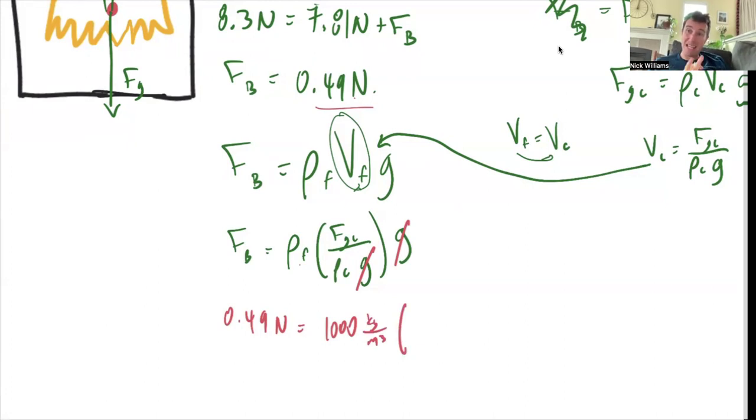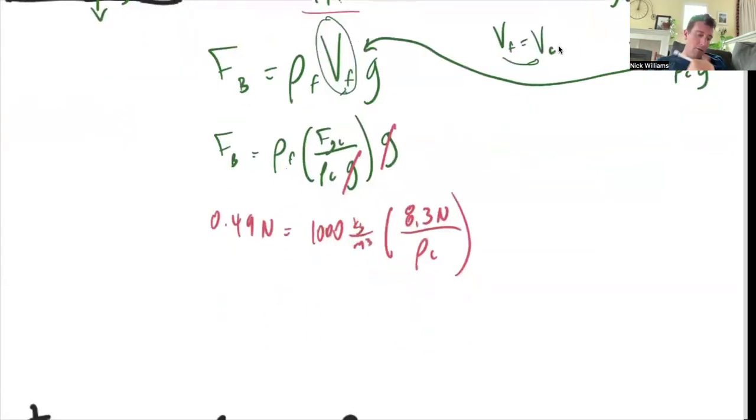times the force of gravity of the crown, which is the weight of the crown. That was 8.3 newtons over the density of the crown. All right, I'm down to just one variable, so I can just solve. And when I solve, I get that the density of the crown is 17,000 kilograms per meter cubed.